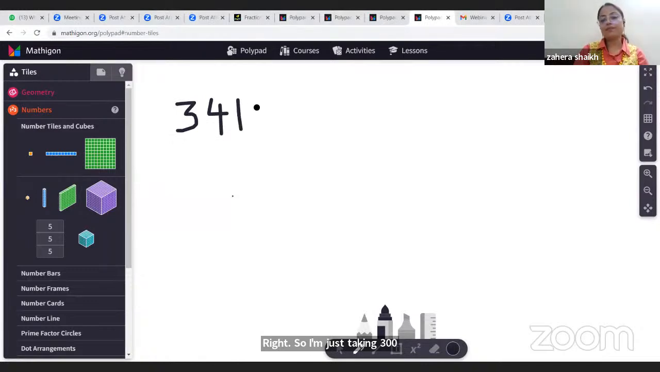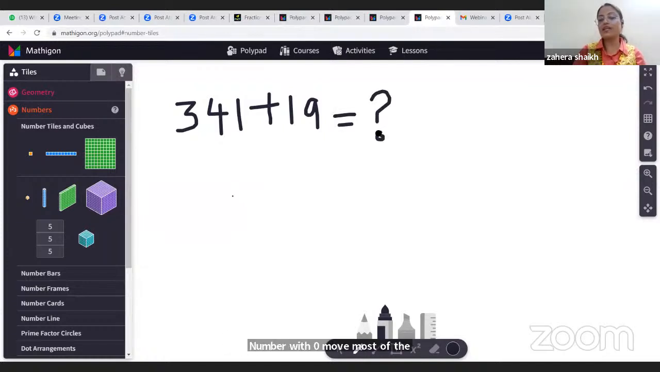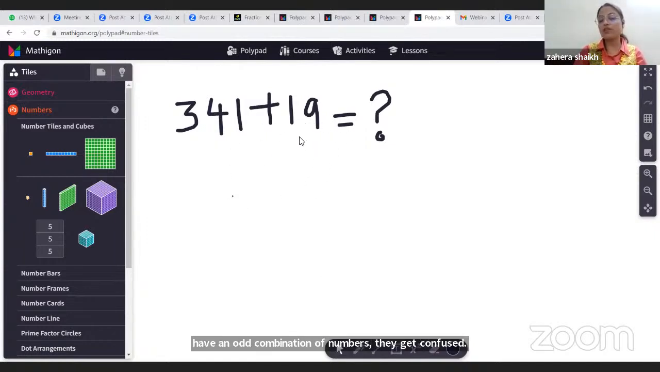341 plus 19. Now check out. When it is an easier number, with zero, most of the numbers in benchmark numbers like 20, 30, 140, 300, 400, it's quite easy for the child to count it. But if you have an odd combination of numbers, they get confused what to do. And when they have to deal with the regrouping of place values, they get a lot of confusion. They get stuck somewhere in between, right? They don't get the accurate answer.